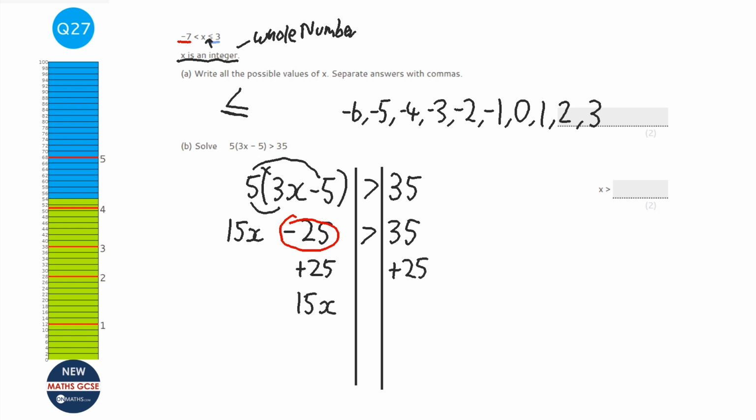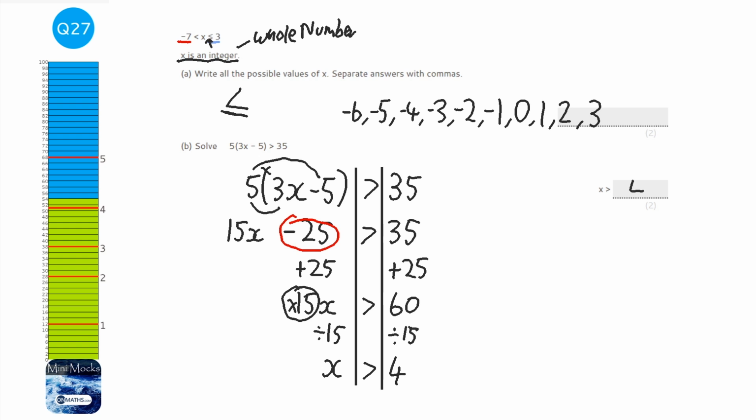So we're left with 15x on this side. And 35 plus 25 will be, well, 5 plus 35 is 40, 40 plus 20 is 60. Now to get rid of this times 15, we need to divide both sides by 15. So that will get rid of the 15 there. And how many 15s in 60? Well, 2 times 15 is 30, so it would be 4. Now be really careful not to accidentally put any equal signs in your answer, and especially this bit here. So it's x is greater than 4.